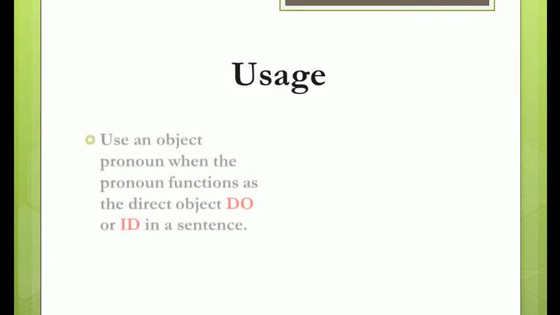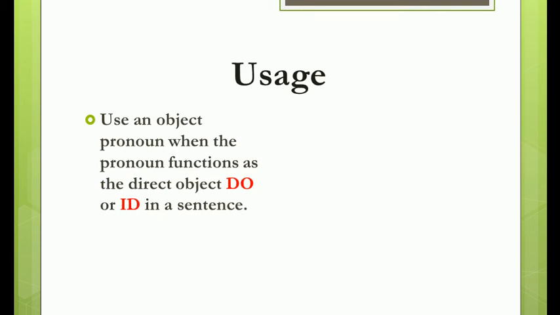Okay, let's start. Whenever you have an object, when do you use an object pronoun? The first use is: use an object pronoun when the pronoun functions as the direct object or the indirect object. Let's check the sentence I have over here: Dad took Sarah and me to the theater. Remember, right now I'm talking about the object pronoun.